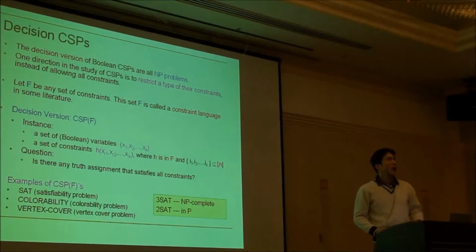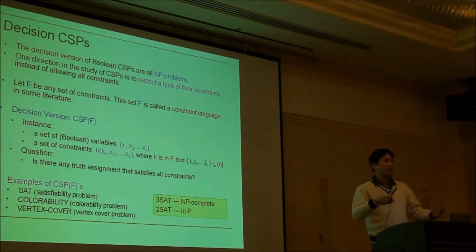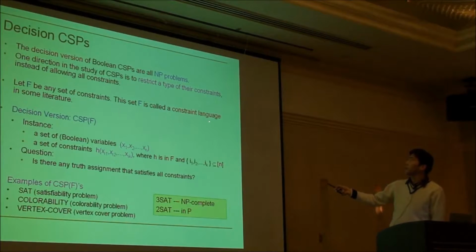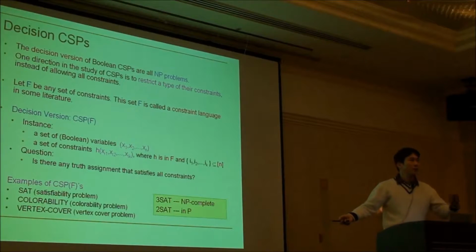Before defining optimization CSPs, I want to briefly explain the decision version of CSPs. This is much easier to understand. The decision versions of Boolean CSPs are all NP problems, so this is just a subset of NP problems. Usually we restrict our interest to a constraint language. A constraint language is just a set of constraints, the constraints that we can use as an input.